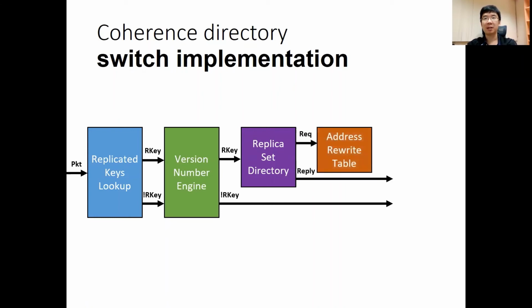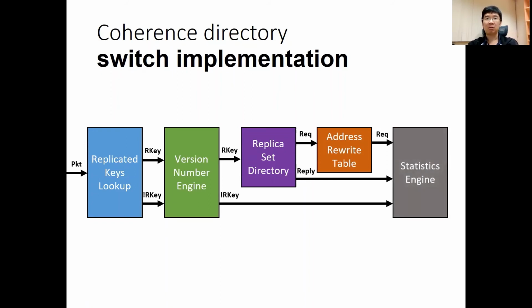Once the switch picks the appropriate storage server for a request, the next stage rewrites the packet destination addresses accordingly. Lastly, we use a stage to track certain statistics, such as object access rate, for the controller to update the directory.